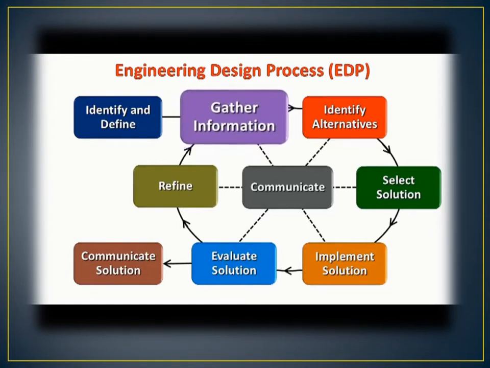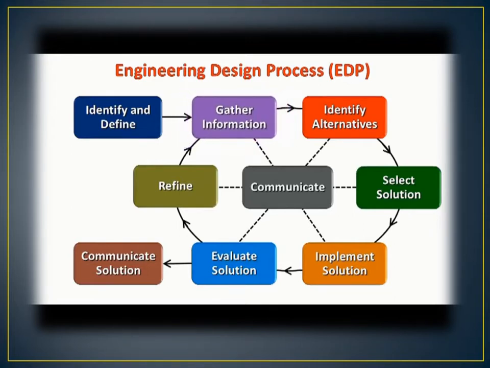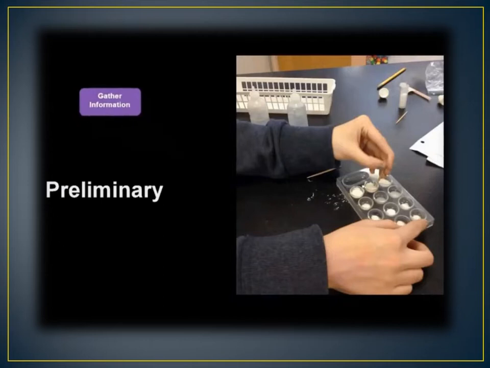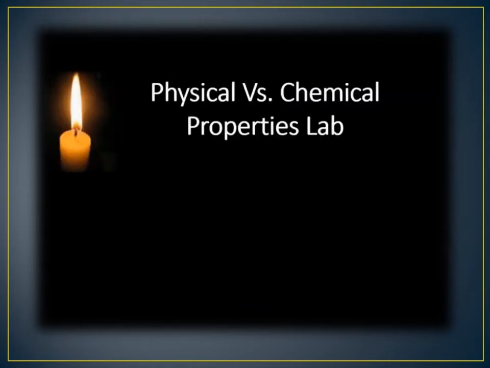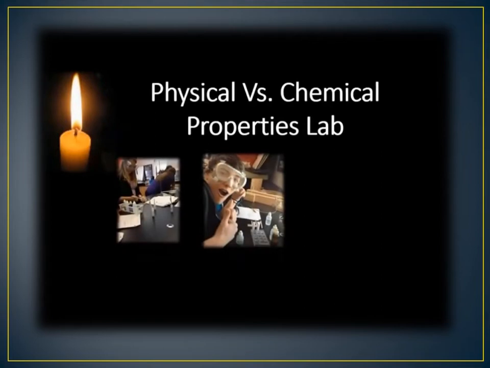This requires research from the internet, speaking with experts, and may involve preliminary tests like measuring water quality parameters or stresses on a building element. Preliminary investigations to answer guiding questions. Physical versus chemical properties lab.